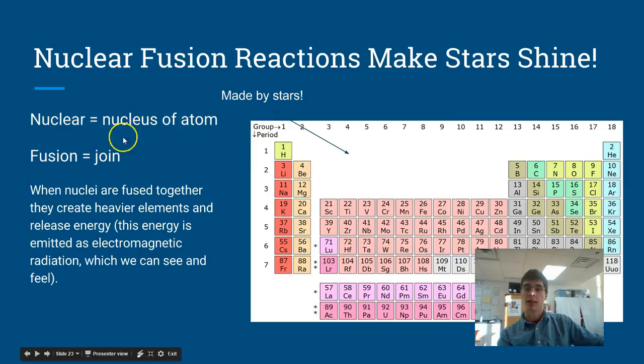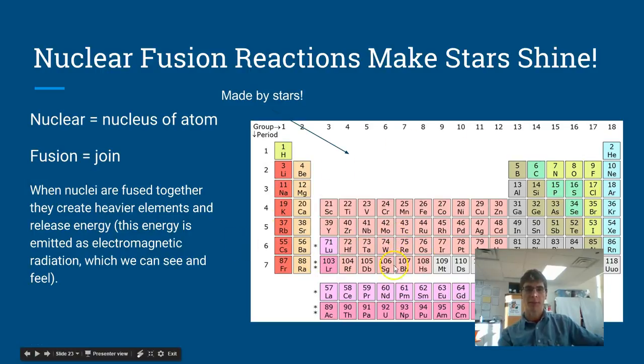Nuclear means like the nucleus of an atom, and fusion means join. What's happening at the very center, at the core of stars, is nuclei are running into each other and joining up together. They're fusing together, and it turns out that process releases a lot of energy in the form of photons. We're going to look at that process in detail, but whenever these nuclei are fused together, they create heavier elements and they release energy. And this is what we see and feel here on Earth.